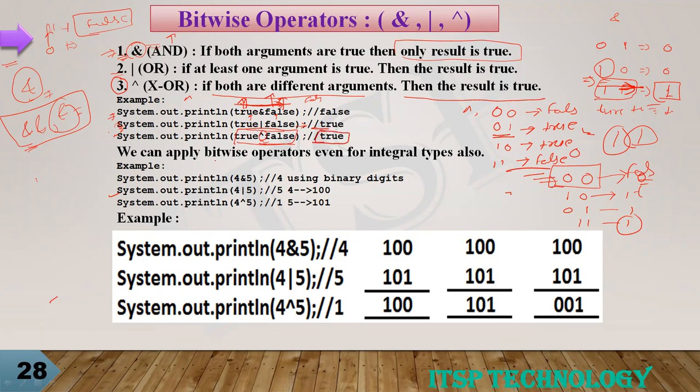Let's see. We can apply bitwise operators on integral types also. Here you can see 4 and 5. If any one operand is used in comparison, right, here you can see 1, 0, 1. 4 is like 8, 4, 2, 1. Like that, it's happening.